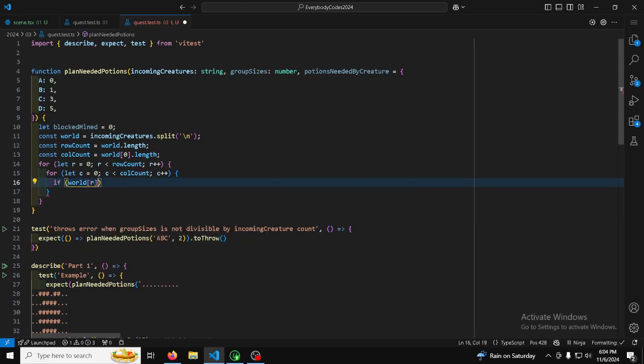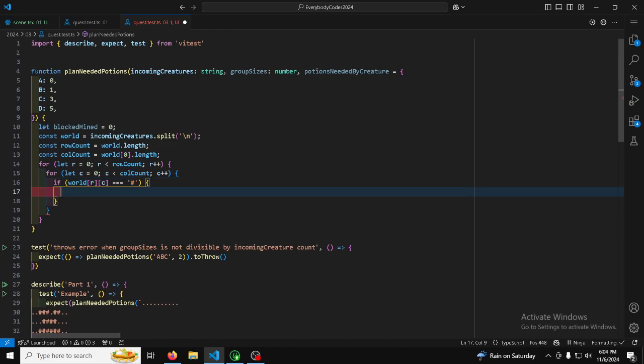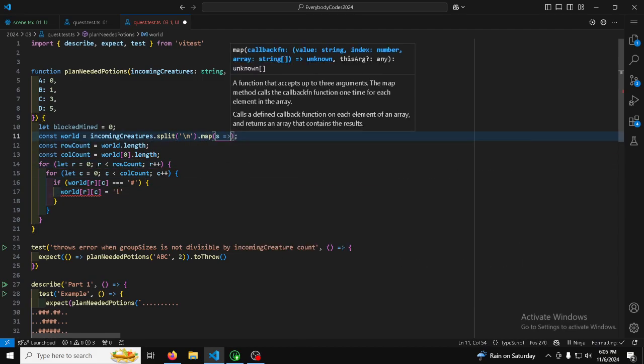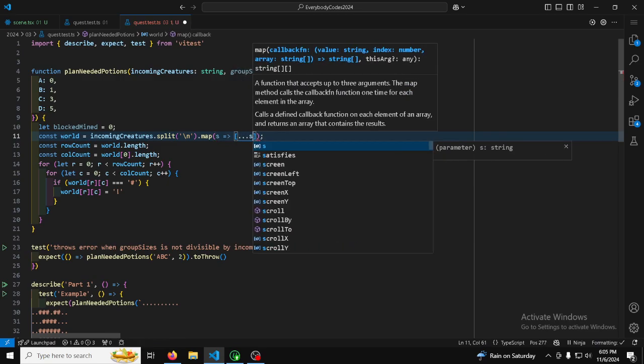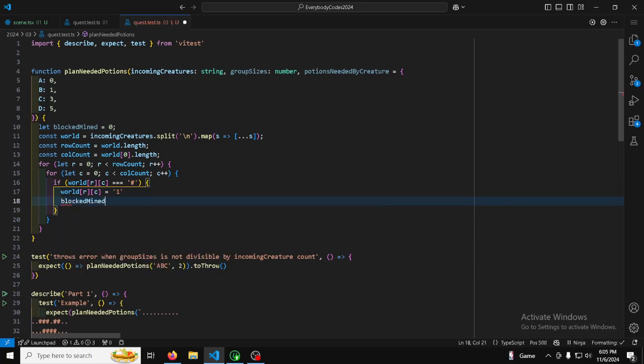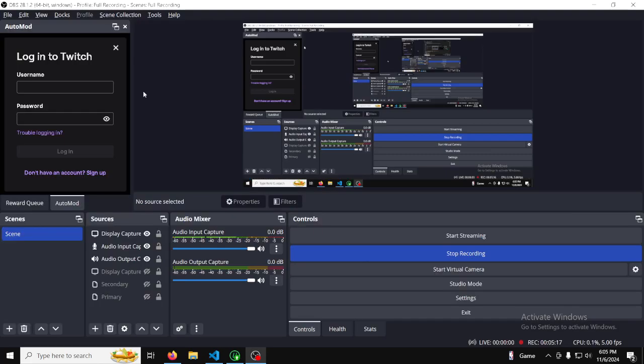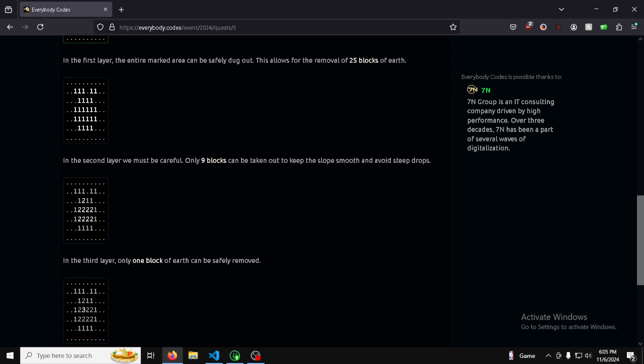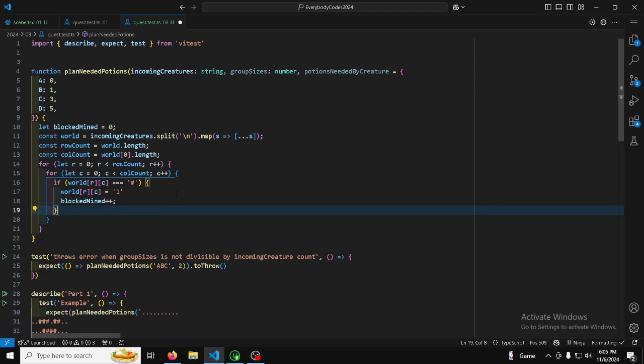If world RC equals the pound, world RC equals, congratulations, you're a one. These are strings though, so if you split dot map s. Let's just do the cheeky split right there. And there are ones, not exclamation points. Blocked mind, up one. Great, we have that. Now this is where the generic infinite checking should work. So I'm looking for all the twos that don't touch the previous characters. So these are zeros. I'm gonna count you as zeros. So congratulations, you just got upgraded.